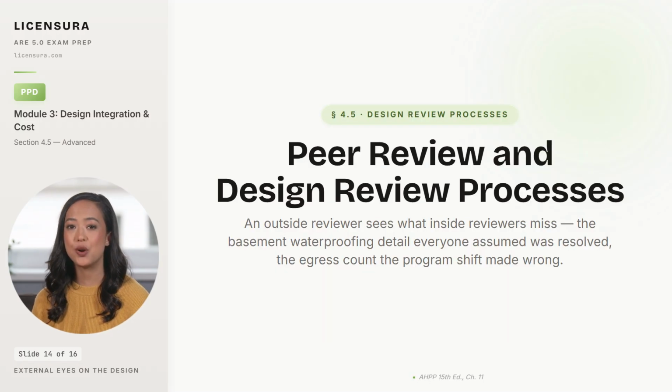Every architect who has worked on a project for 6 months stops seeing parts of it. The basement waterproofing detail that everyone assumed was resolved, the door schedule discrepancy that nobody rechecked after the program shifted, the egress count that needs a new occupancy classification. These become invisible to the team that lives inside the project.